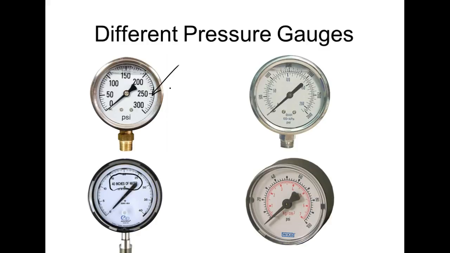It helps keep moisture out of the gauge for one thing, but the main purpose is to dampen the meter. So anytime you're running a compressor or pressure gauges, you don't want the meter to just constantly vibrate, which over time would tear that meter up.